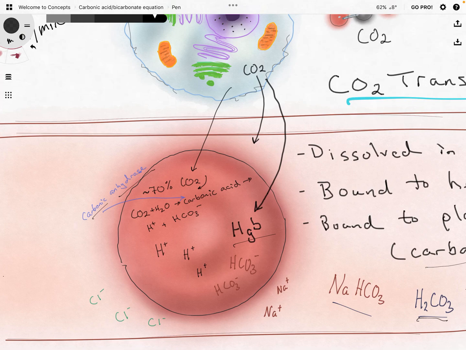So what we're going to do is speed up this reaction via carbonic anhydrase, and we're going to get carbon dioxide plus water making carbonic acid, and then that's going to dissociate into hydrogen ions and bicarbonate ions.